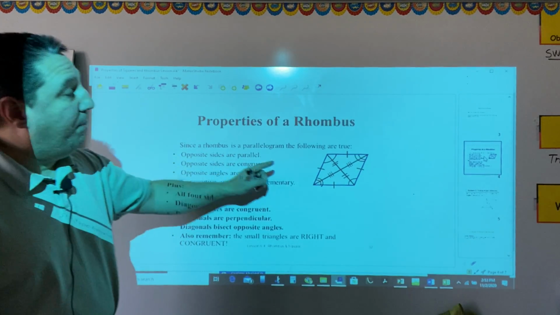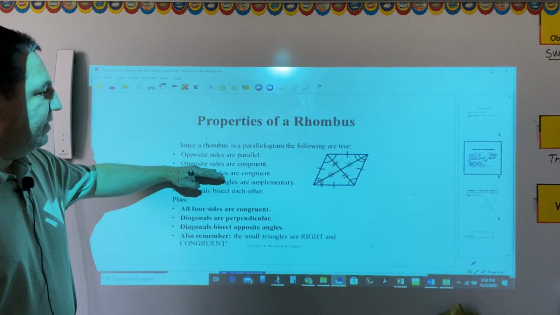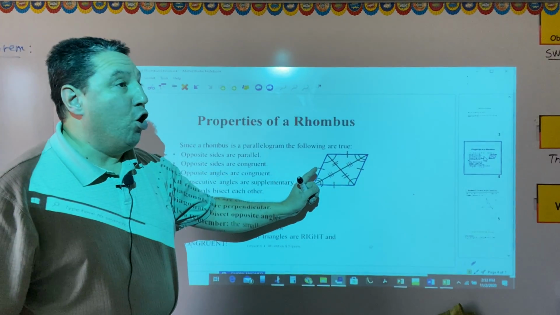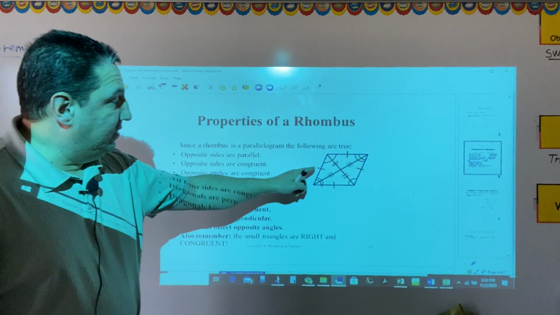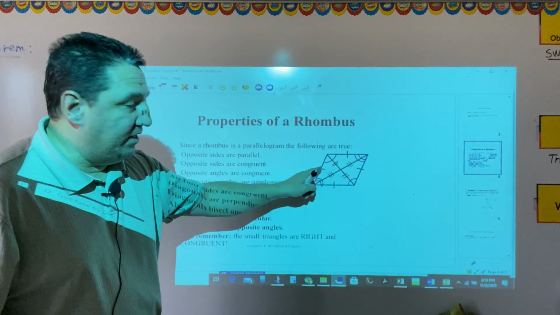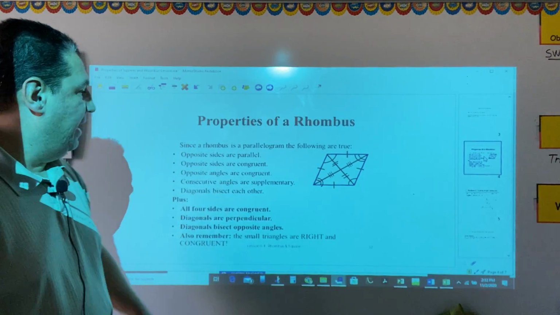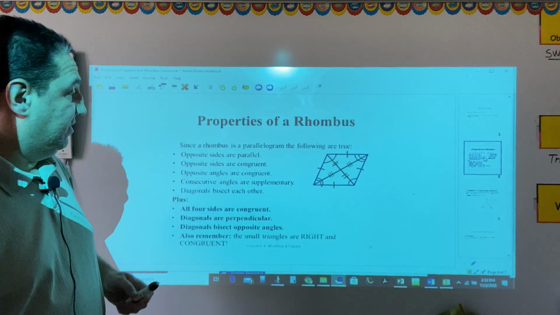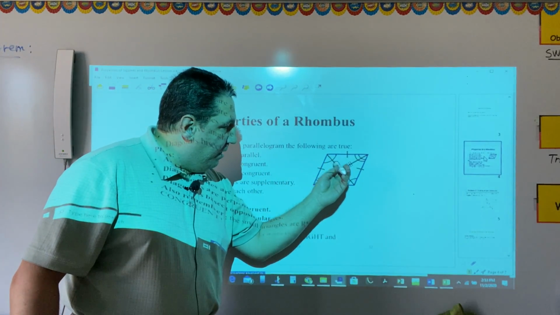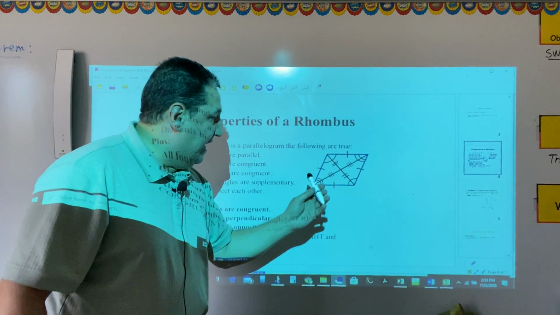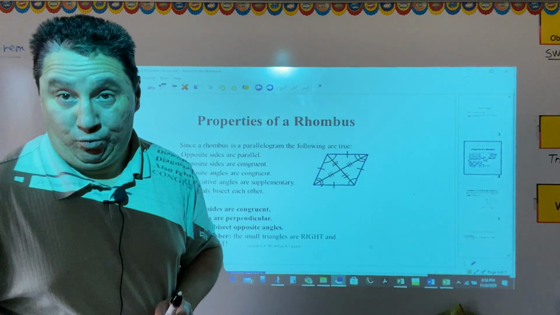opposite sides are parallel. Opposite sides are congruent. Yes, these two sides are congruent. The other two opposite sides are congruent. Then, opposite angles are congruent. These angles, because they are opposite, are congruent. The other two angles that are opposite are congruent.